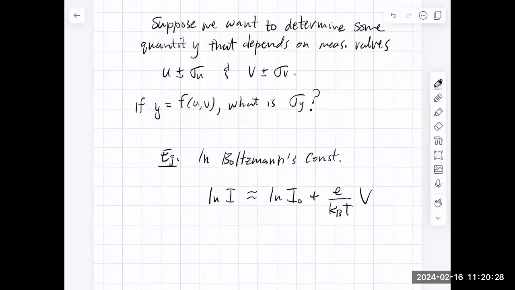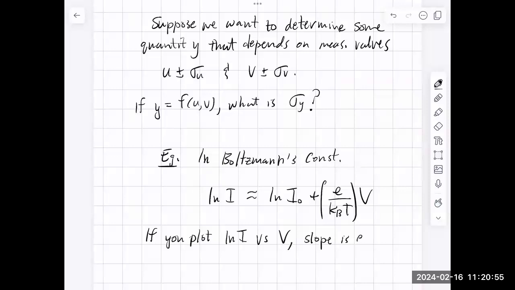But if you were to make a plot of the ln of the current as a function of voltage, it would be a straight line. The intercept would be ln of I naught, and the slope would be E over kBT. So if you plot ln of the current versus this voltage, the slope, m, we'll call it, is E over kBT.